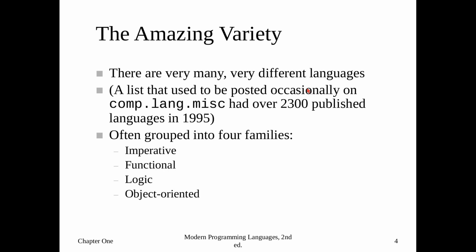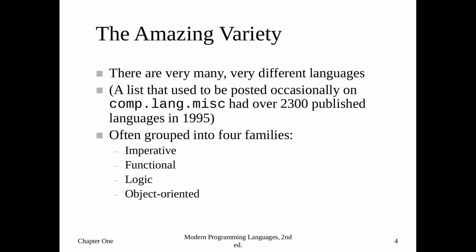And so what we have to realize is there's an extreme variety of languages right now. As this says, even back in 1995, there were over 2,300 published languages on a news group. If you don't know what that is, that's because 1995 is a long time ago, 22 years ago, and I'm dating myself now. It's possibly even older than the vast majority of the people in this class.